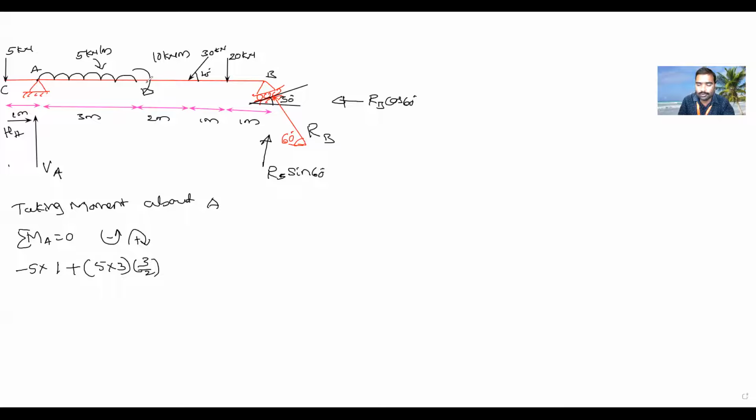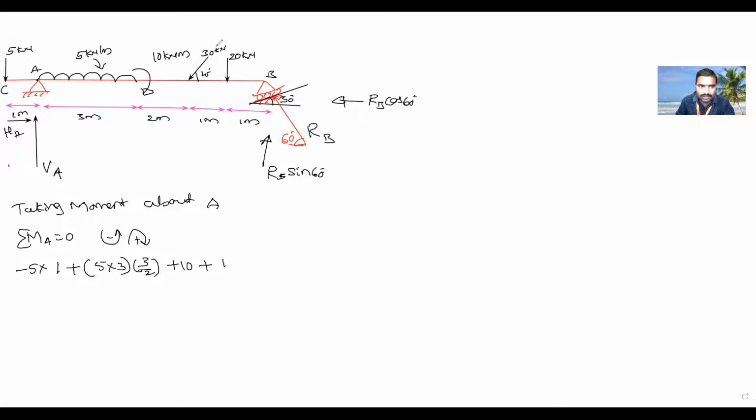Next is the moment. Is this moment positive, clockwise or anti-clockwise? Clockwise. Plus 10. Next, coming to the inclined load of 30 kilonewton. There are two components, correct? One is horizontal and one is vertical. The horizontal passes through the point A. Is it producing any moment? No. Then coming to the vertical, is it rotating the beam clockwise or anti-clockwise? Clockwise. So it is plus.